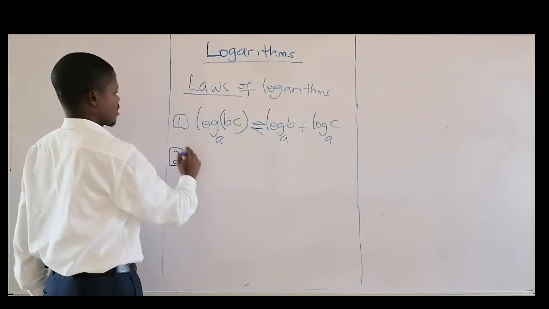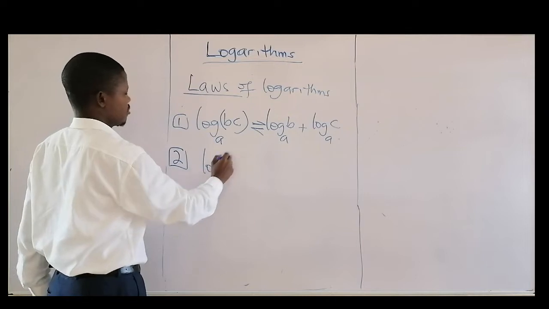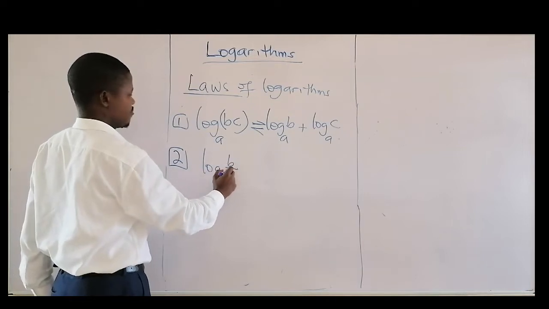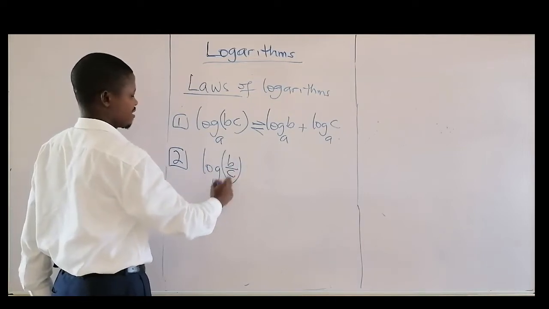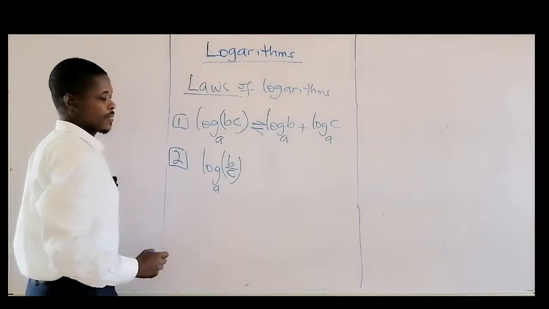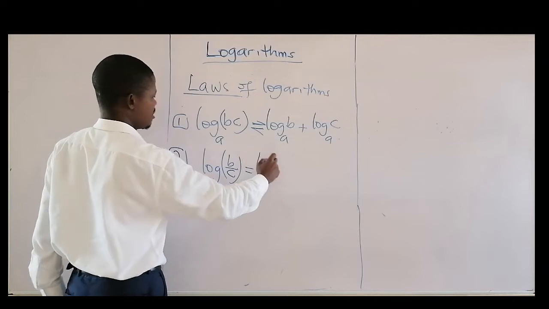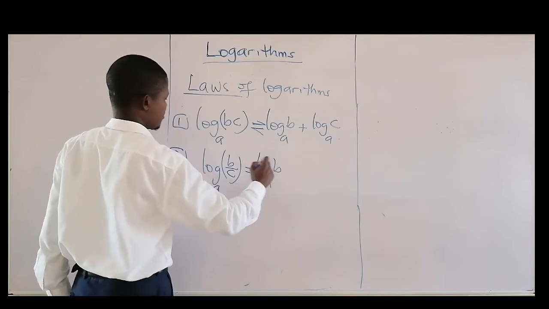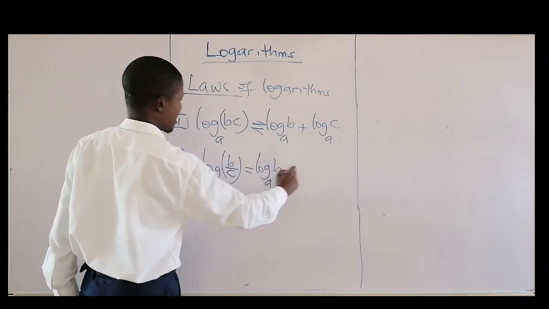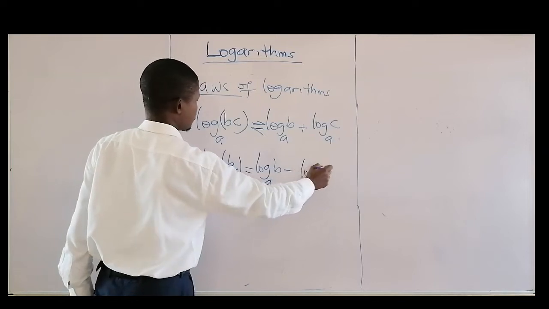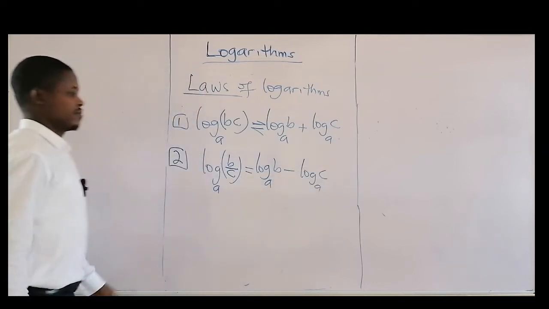Number two, we have a division, let's say B over C, base A. So this will be equal to log B base A. When you are dividing, that will be minus log C base A.